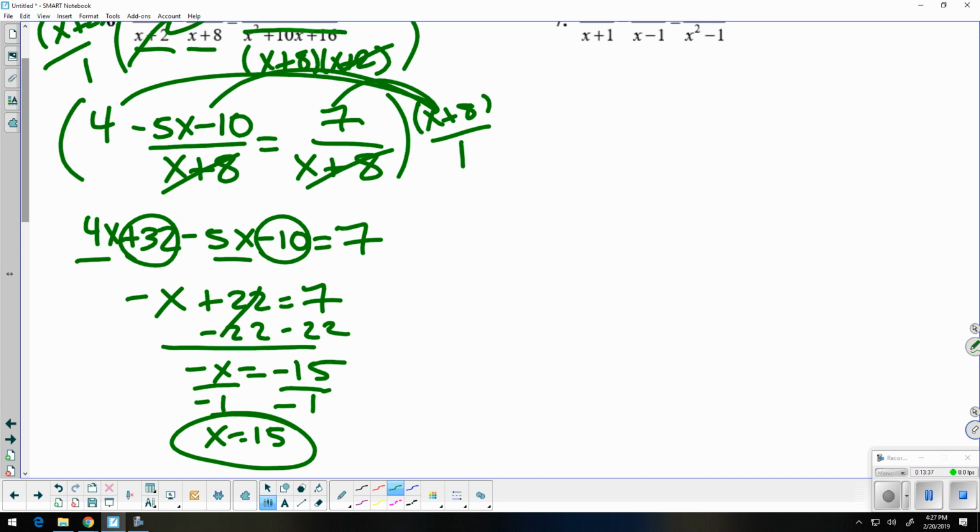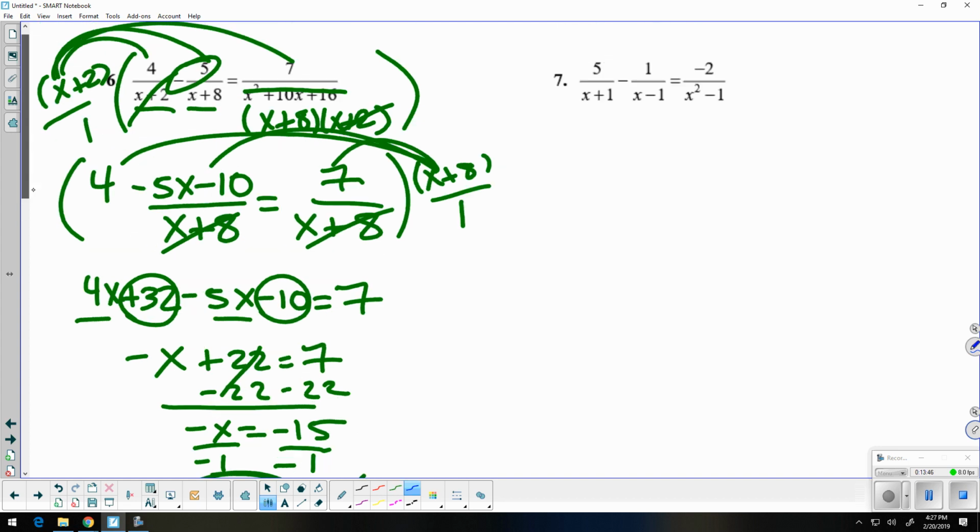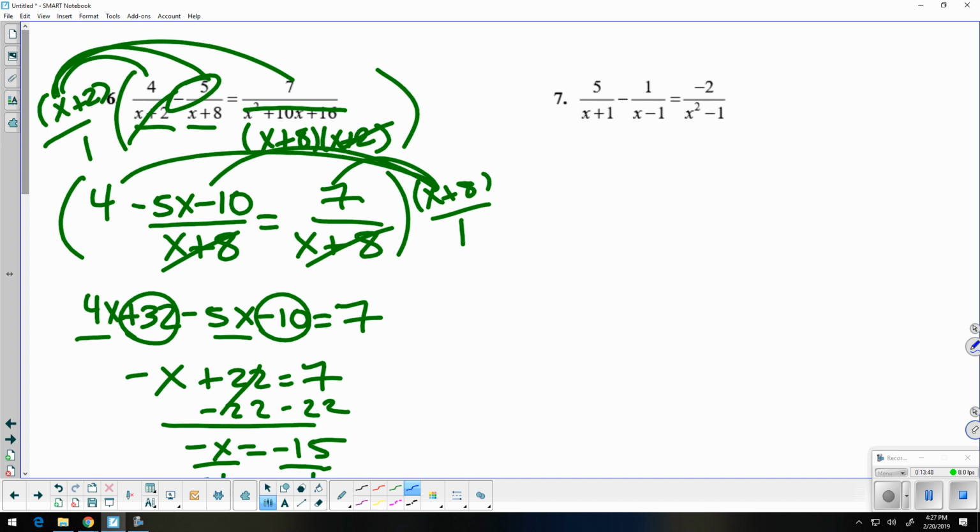Again, plug it back in, make sure it actually works, but it does. x does equal 15. Okay, moving on to the next one. Let's try this guy. Okay, so factoring your denominators, first of all, x squared minus 1 does factor into x minus 1 and x plus 1. Okay, so pick and choose whichever one you want to start with.